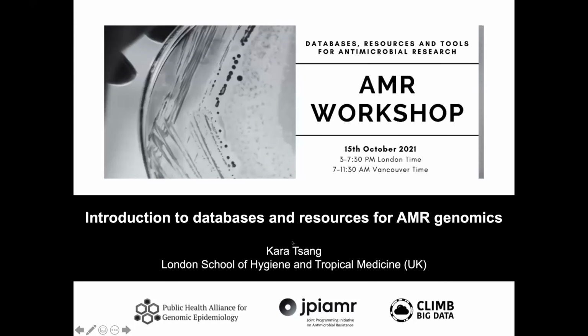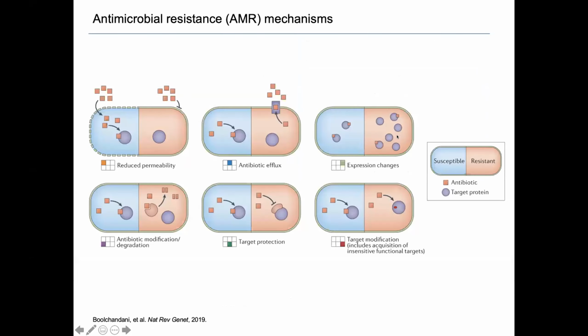Okay, so I'm very excited to be here and give an introduction to the databases and resources for AMR genomics. So let's get started with a brief overview about the purpose of these databases and resources. As we all know, antimicrobial resistance, or AMR, is a global health crisis that is caused by microbes being able to evade the antimicrobials that we use in humans, animals, and the environment.